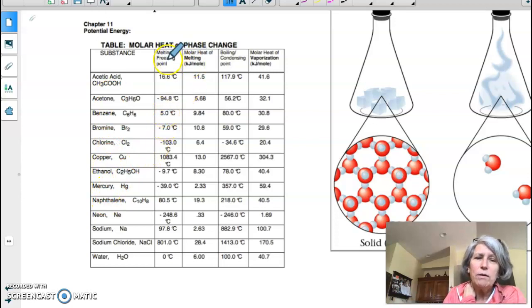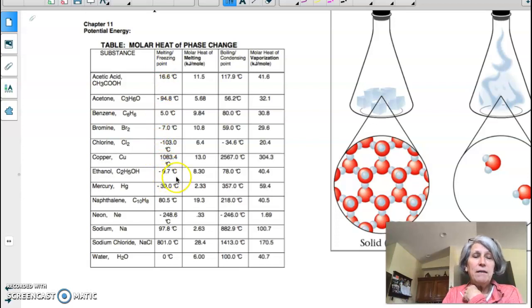And you will notice that there is a column that says melting, freezing point. So think about that. The melting point, if you're going from a solid to a liquid, actually happens at the same temperature that would be its freezing point, going from a liquid back to a solid. So these numbers are the same. It's just a matter of which phase you are going between. Are you increasing your potential energy? If you are, then you're calling it a melting point. If you're decreasing your potential energy, you're calling it a freezing point.